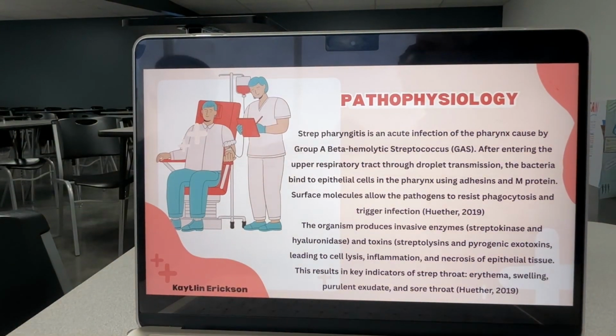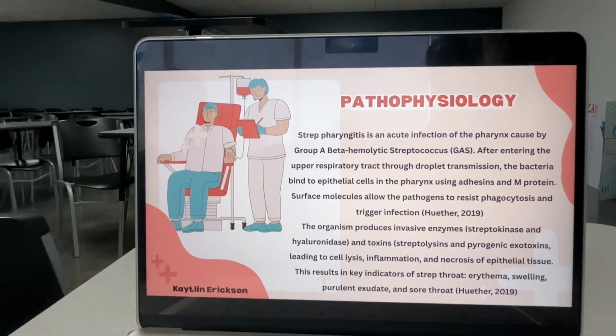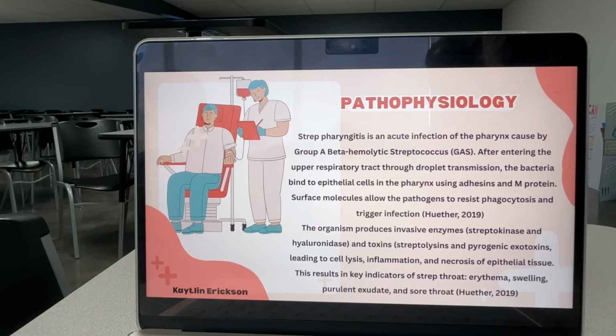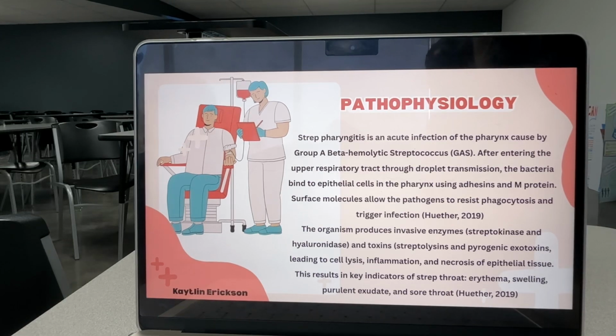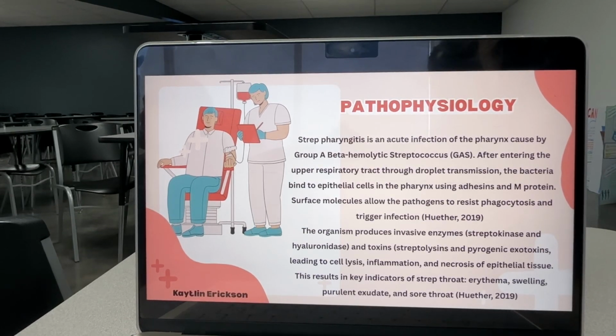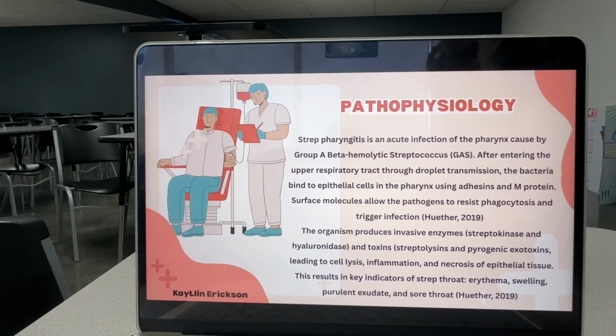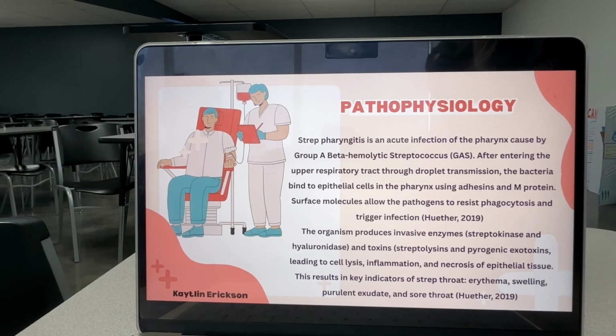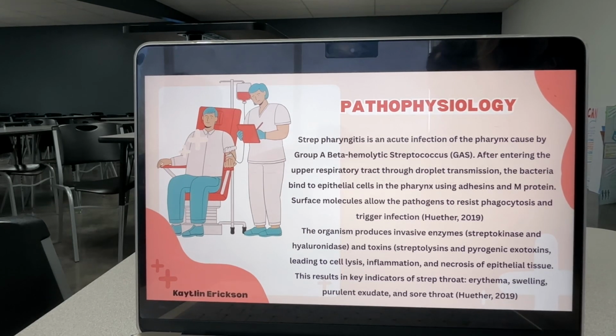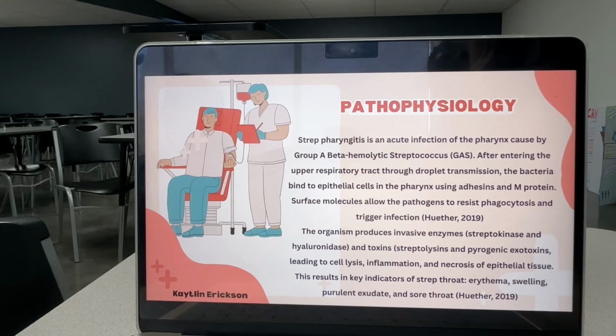The pathophysiology for strep pharyngitis is an acute infection of the pharynx caused by group A beta hemolytic streptococcus. After it enters the upper respiratory tract through droplet transmission, bacteria bind to epithelial cells in the pharynx using adhesins and M proteins. Surface molecules allow the pathogens to resist phagocytosis and trigger infection.